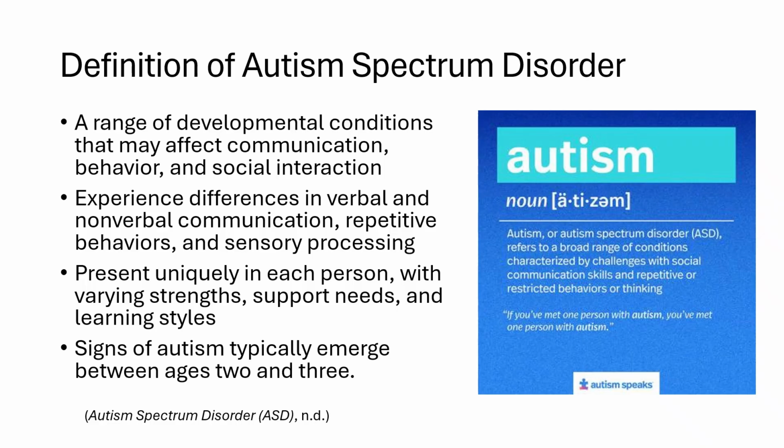So we're going to start with the definition, pulling this from Autism Speaks. Autism spectrum disorder describes a wide range of developmental conditions that may impact how people communicate, interact socially, and process the world around them. While some individuals might communicate through speech, others may use nonverbal methods or assistive tools.